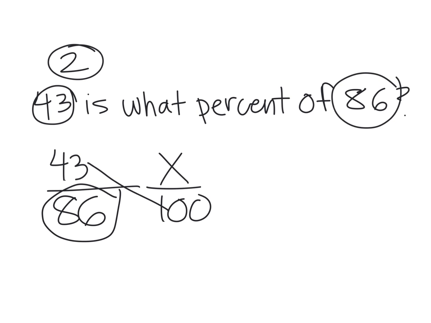Another way to do this, 43 divided by 86 gives you a decimal times 100, and it will give you the very same thing to give you X, the percent.